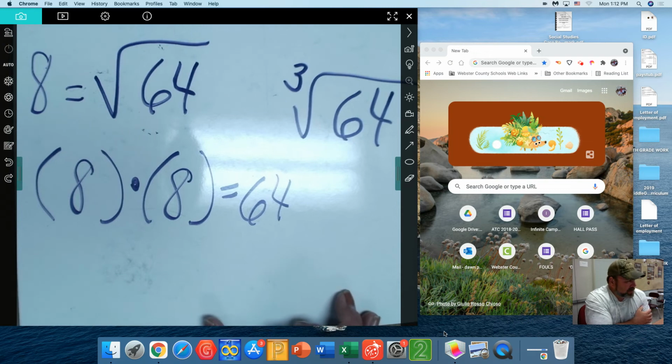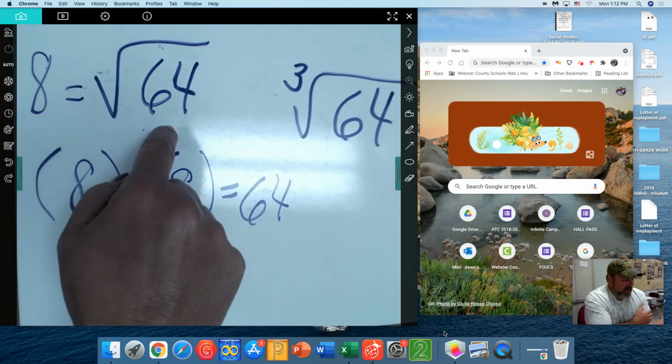I love how you go backwards there, Miss Powell. Yeah. Nobody ever writes the equal sign to the left. You can do it either way.